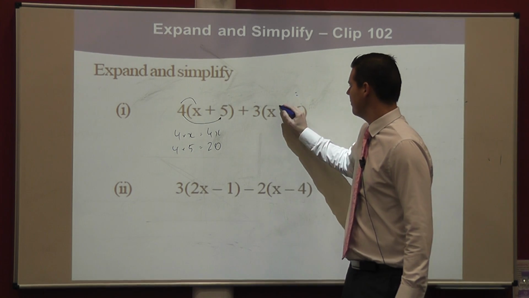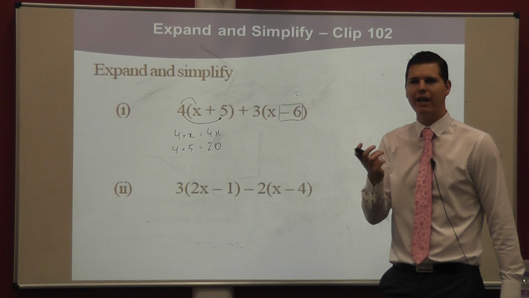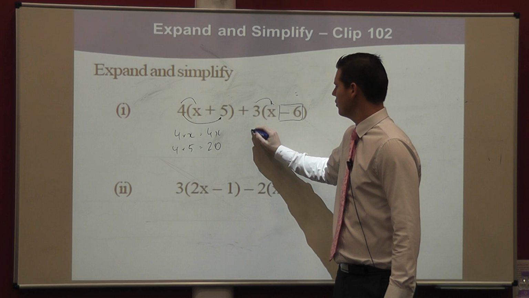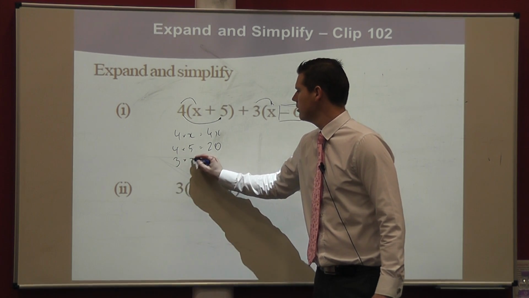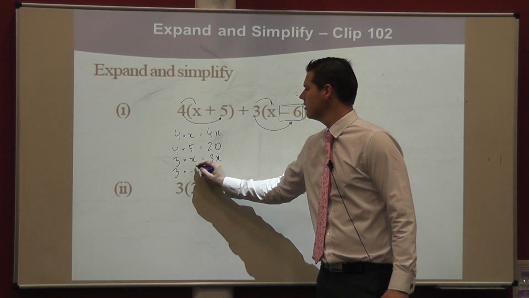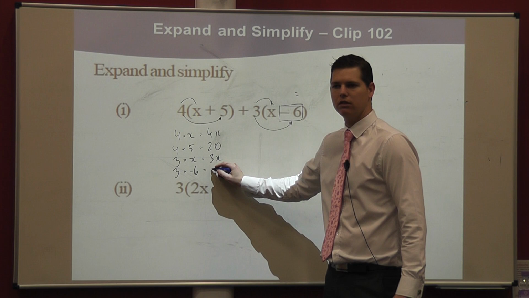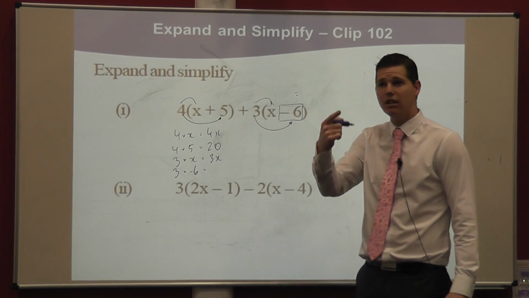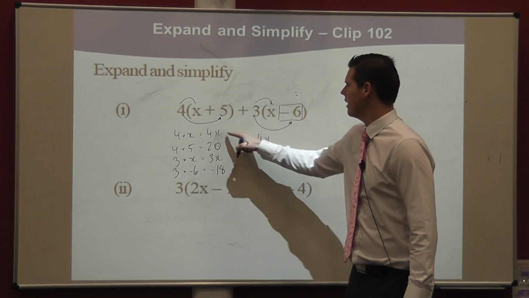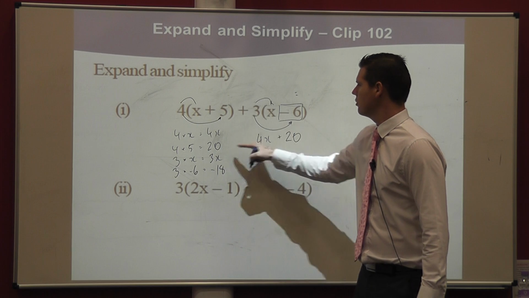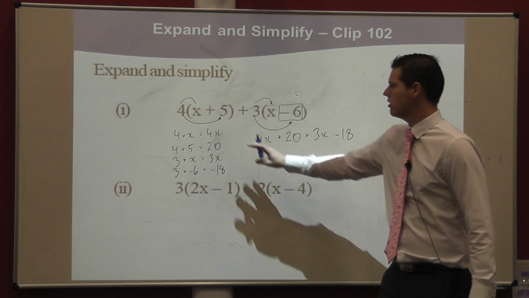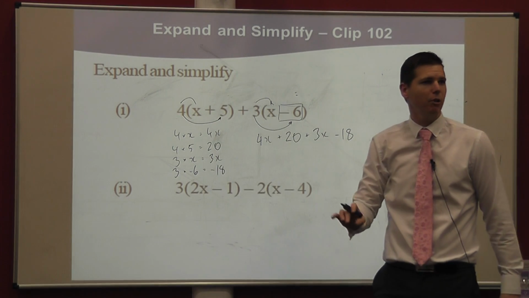Negative. Because it's got the negative, we make sure we include the negative as a part of that number. 3 times x is positive 3x. And 3 times minus 6 is what? 3 times 6 is 18, so 3 times minus 6 is minus 18. Then I put it together: positive 4x, plus 20, plus 3x, minus 18, putting them into an expression.